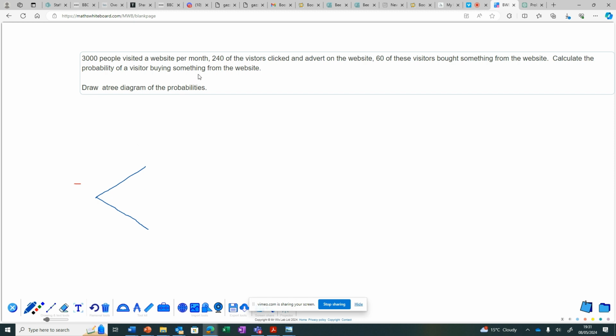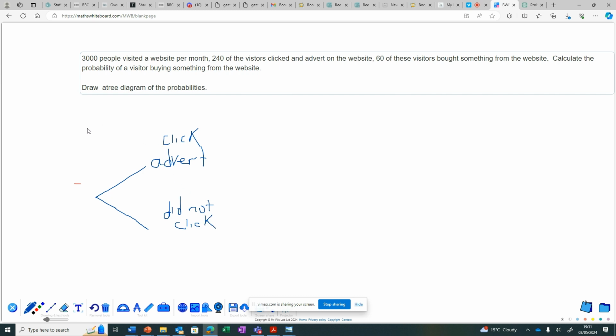It says 3,000 people went to a website. Of those who went to the website, so many clicked on an advert. So some people clicked on an advert. And if some people clicked on an advert, there must be some people who did not click. Now you can write these as short as you want. I'm just writing them there to make sense to you and help you answer the question.